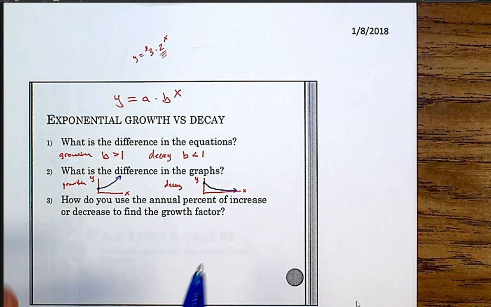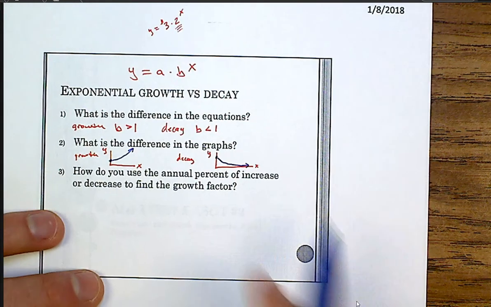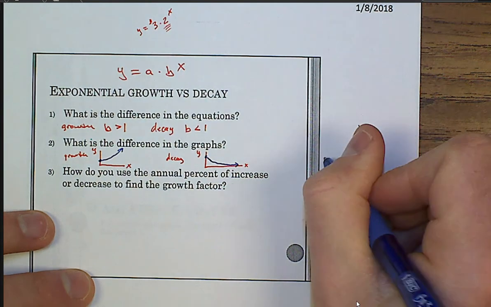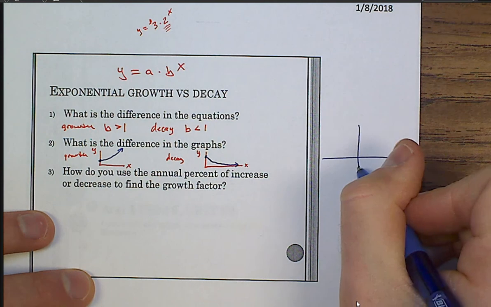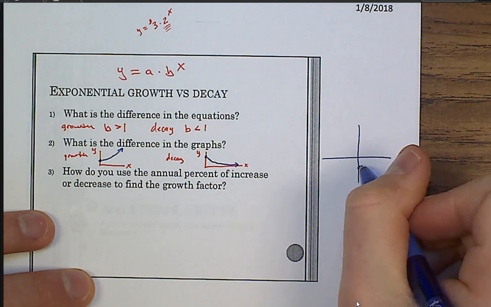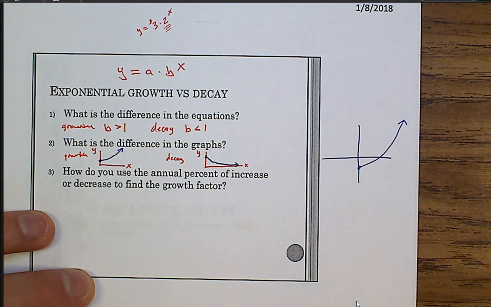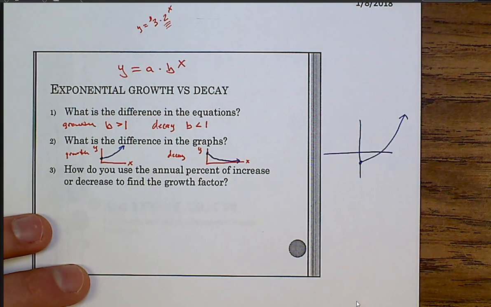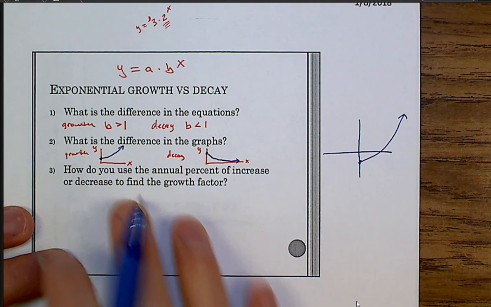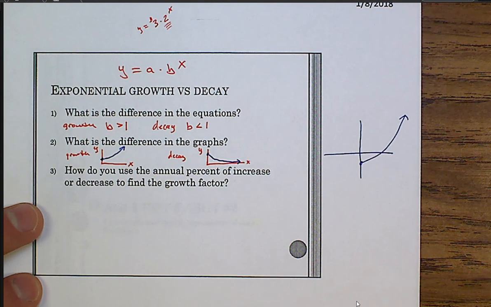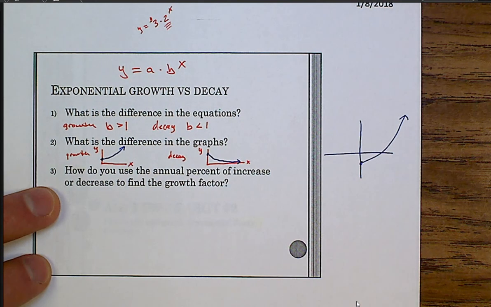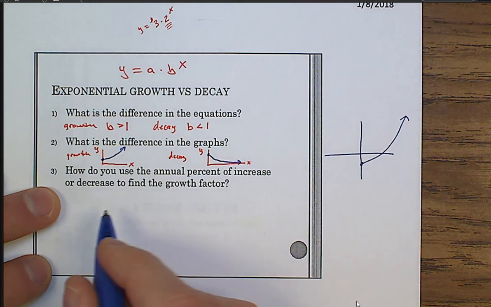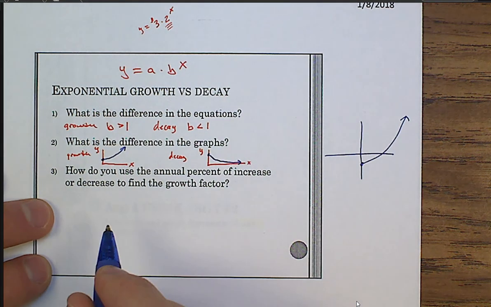The only time that can happen is if you were to have a situation where your graph started negative, right, and then exponentially grew. That's where it's a little bit different, but we're just talking about some of the basics here. Last thing, how do you use the annual percent of increase or decrease to find the growth factor? So this is kind of what we were doing with the car situation, right?